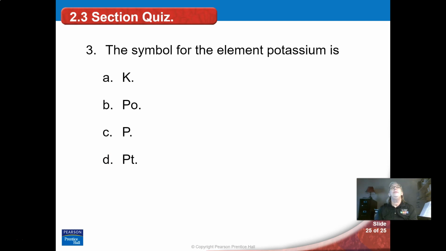Last question. Which symbol do you think is for potassium? There's a hint. It doesn't start with a P because it comes from a Latin word. So what do you think? K is the symbol for potassium. So we'll get used to all of these symbols during this class.